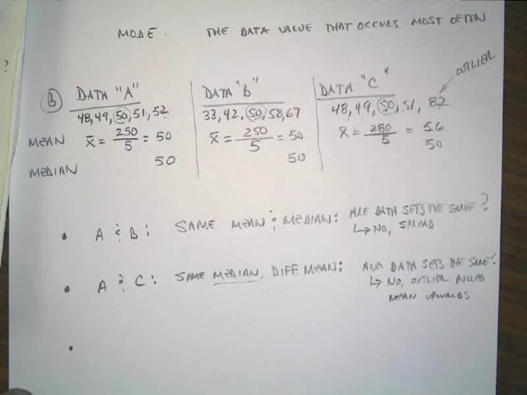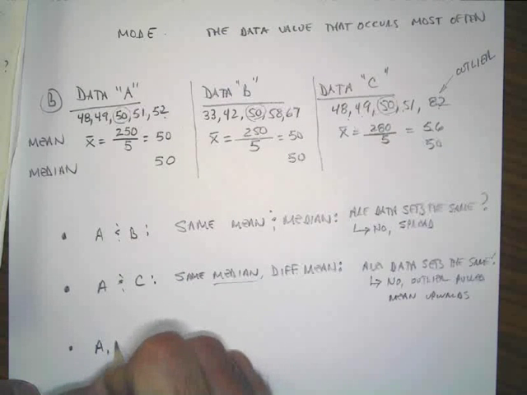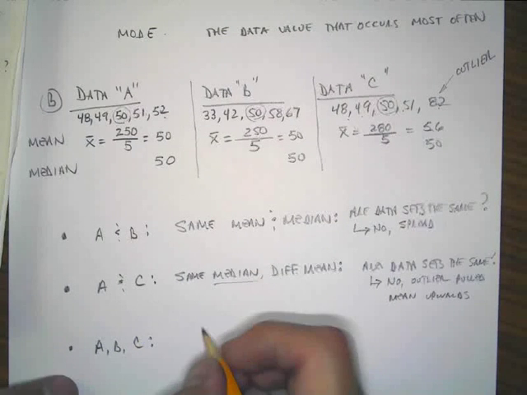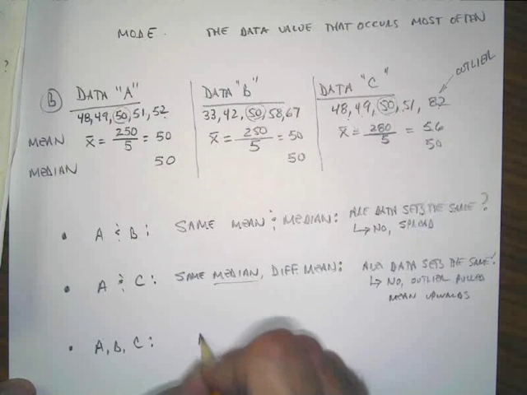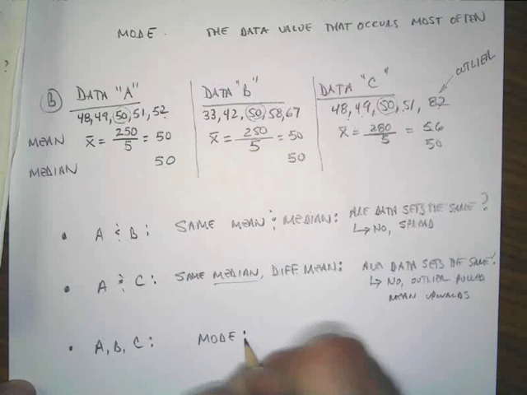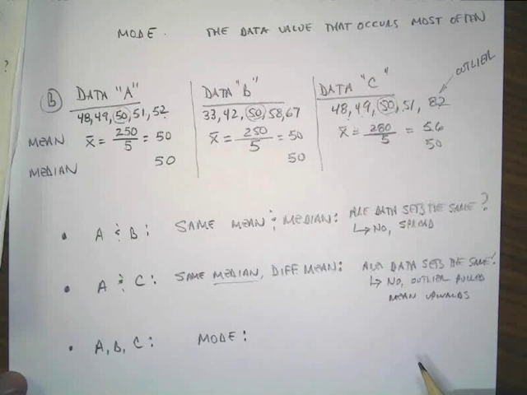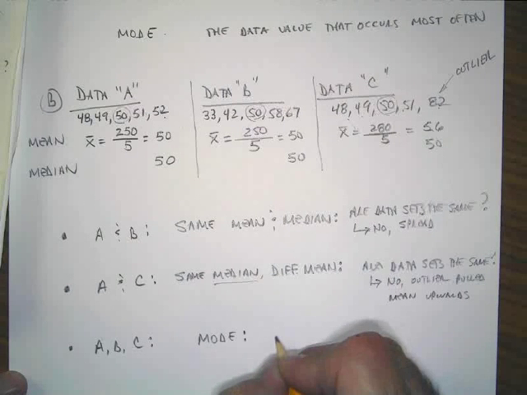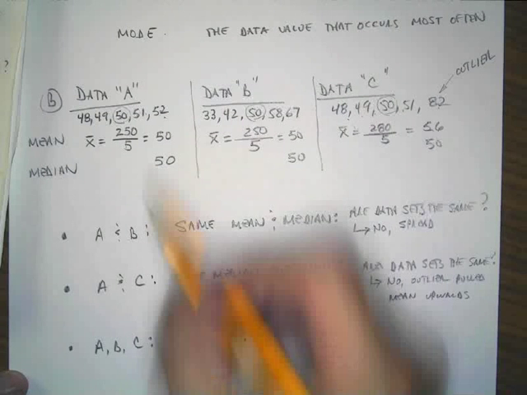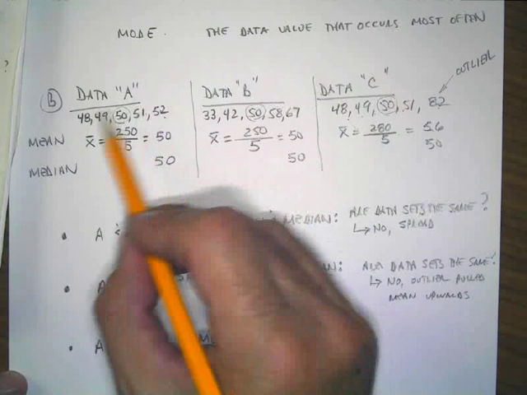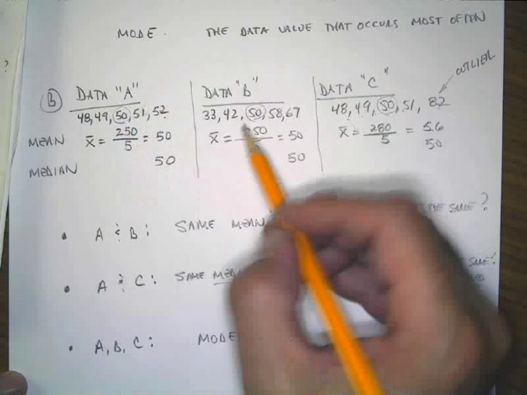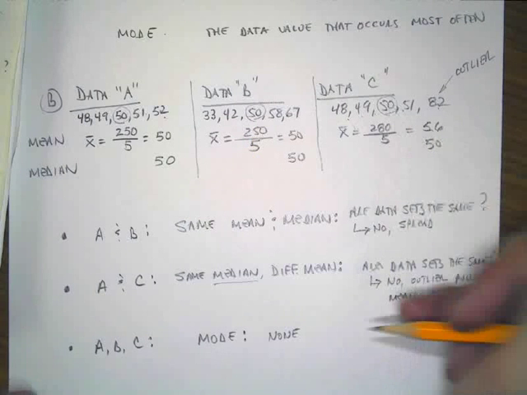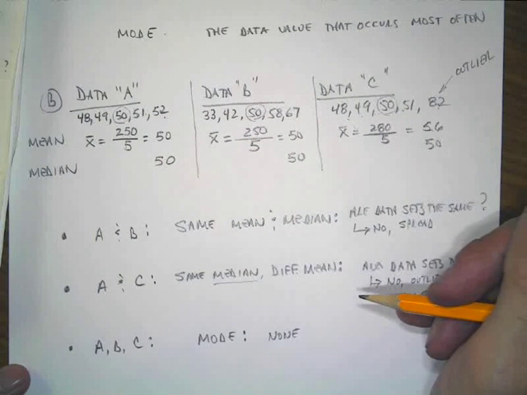All right, let's do one more comparison. Let's look at A, B, and C. So if we do that, let's consider the mode. We haven't talked about that yet. What's the mode for all these data sets? Well, it turns out that there is no mode because if you look at data set A, there's no value that occurs more than once, so they all occur the same amount of times. Same for data B, same for data C, so there is no mode.